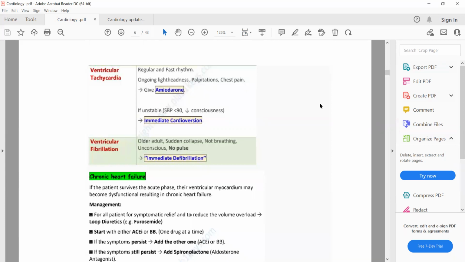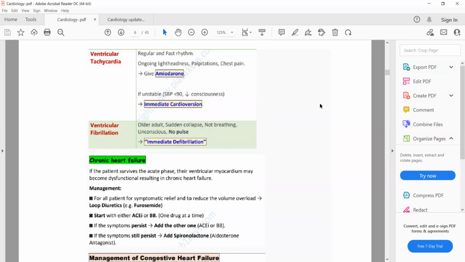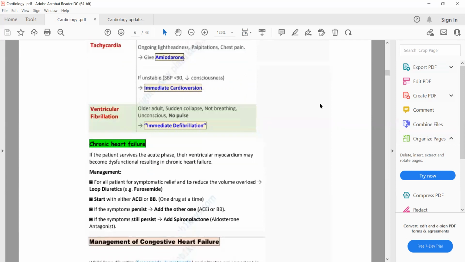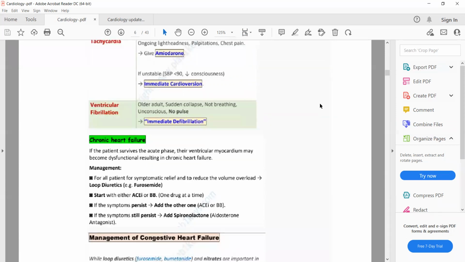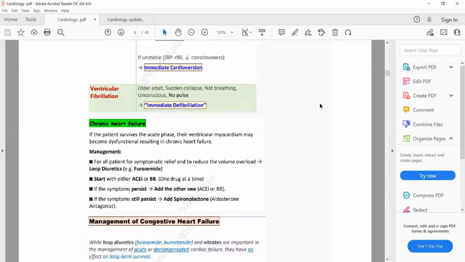So again, a summary of management of ventricular tachycardia and ventricular fibrillation. What will be the signs and symptoms of the patient in ventricular tachycardia? The patient will complain of lightheadedness, palpitations, and chest pain. And ECG will show broad complexes. If the patient is hemodynamically stable, then we will give amiodarone. If he is unstable, his systolic blood pressure is less than 90, and there is loss of consciousness, then immediate cardioversion.